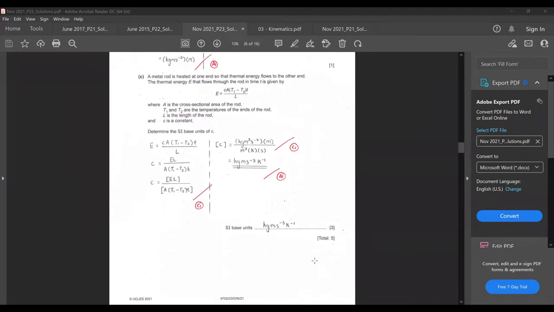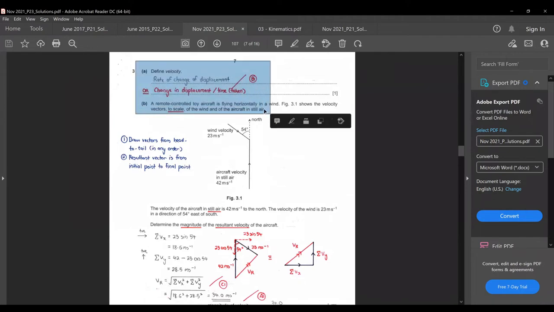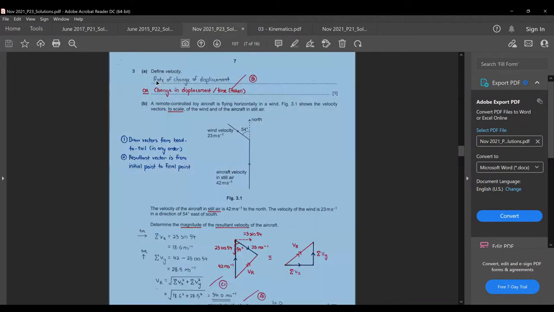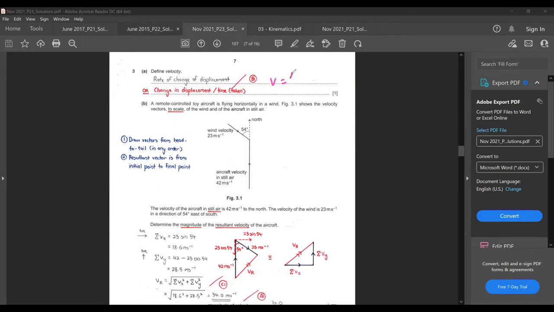This one is chapter 1 with 5 marks. Now, define velocity. Velocity is simply the rate of change of displacement, or change in displacement over time taken, because we know that velocity was defined as this, right? Delta S over delta t, written in words, is either the rate of change of displacement or just change in displacement over time taken. So that is the definition of velocity.